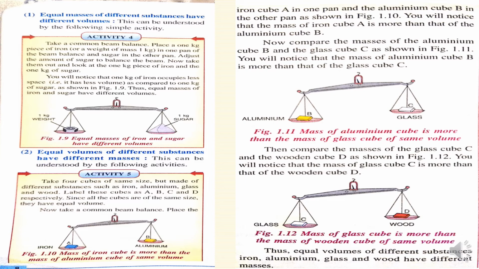Right children? What is that? A new term, a new physical quantity. To distinguish between these substances, what do we use? We use the word density. Okay children, as I have told you about the new term, density, now you have to learn the definition of density and its SI unit.